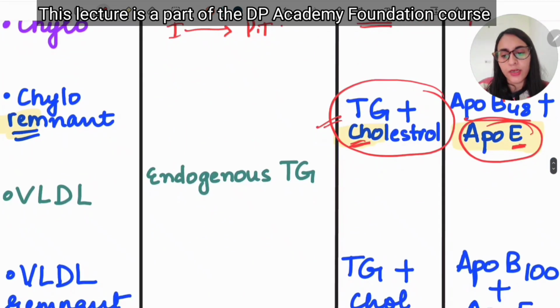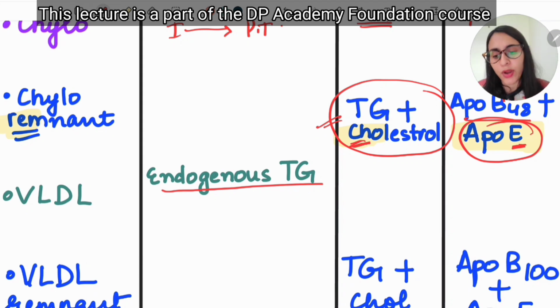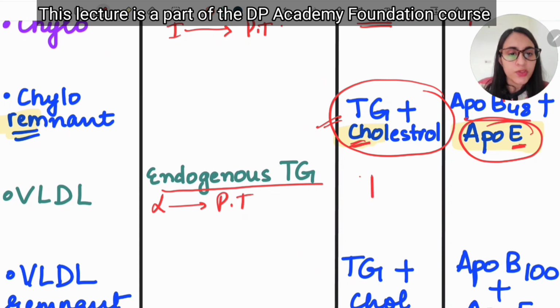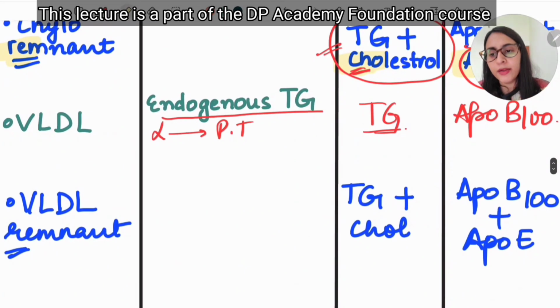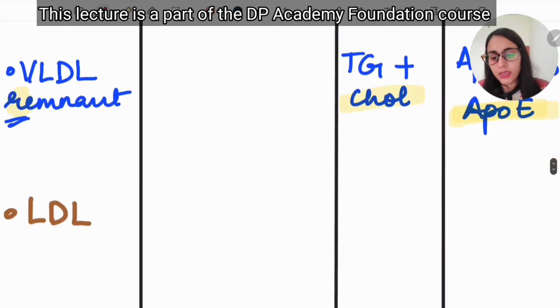Then VLDL, very low density lipoprotein, is the endogenous triglyceride, the endogenous fat that the body is producing from carbohydrate, and it is coming from the liver, which is forming this endogenous fat or endogenous triglyceride going to the peripheral tissues. So this is basically a form of triglyceride only, and the protein here is ApoB100. Then VLDL remnant, remember the formula for remnant. We add cholesterol for lipid and we add ApoE for the remnant in the protein part.